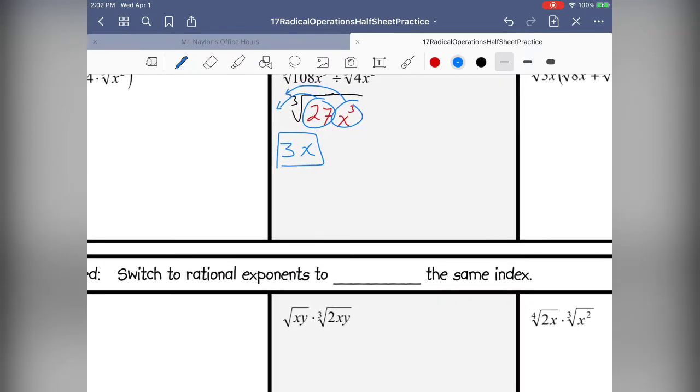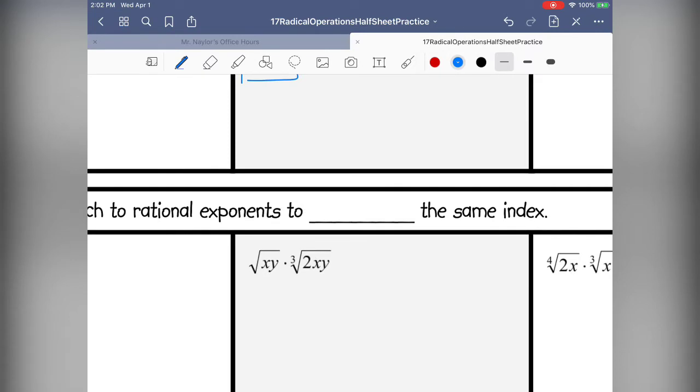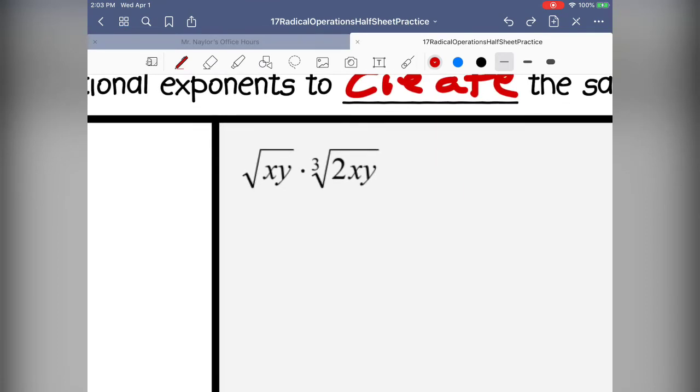And then I thought we'd do this problem in the middle, where we have to do some creating. What's happening here is that this is a square root. This one's a cube root. And since they're not the same, I'm going to shift this to be a rational exponent. So it would look like the entire xy now to the 1/2 power. It would look like the entire 2xy now to the 1/3 power.